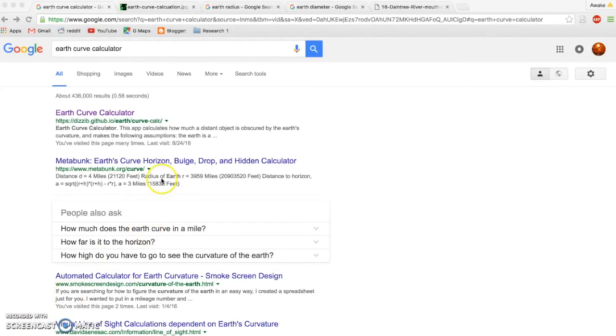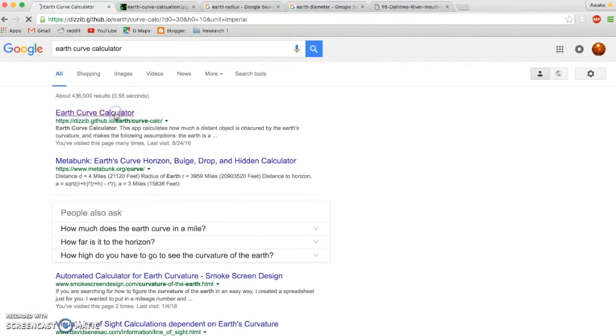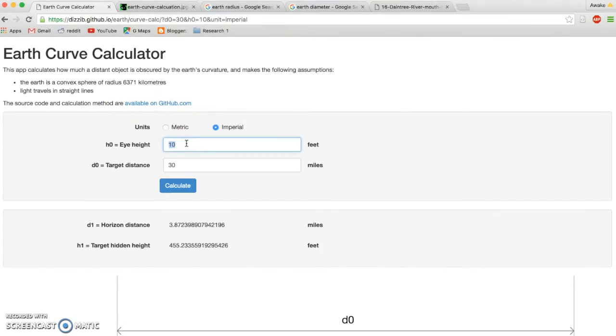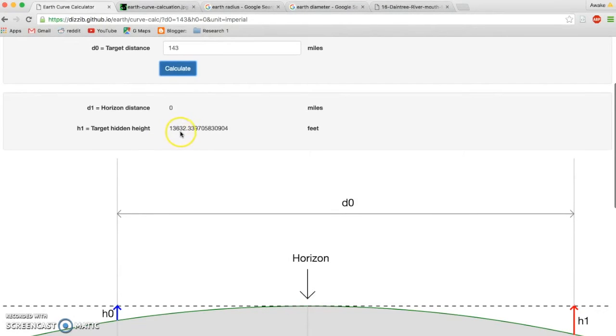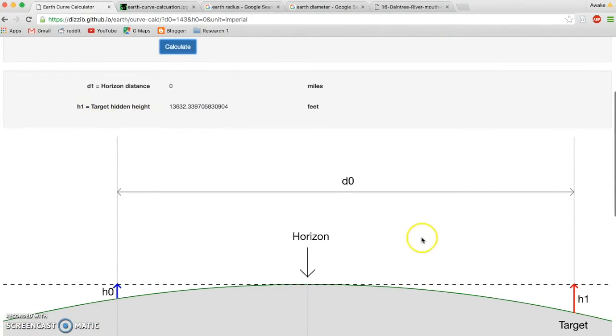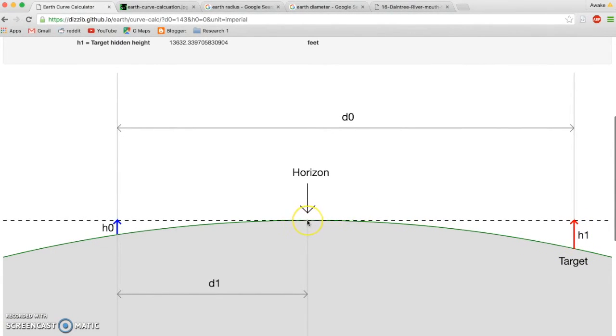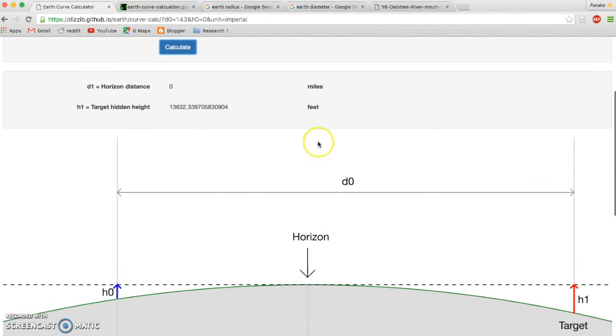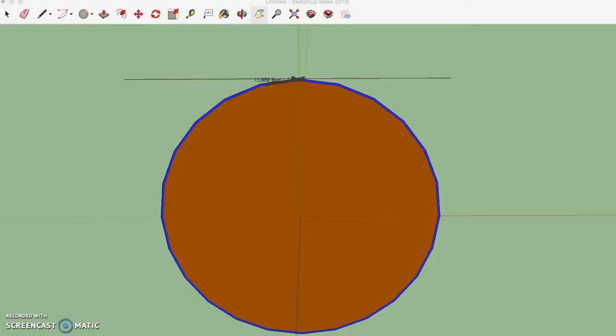So those numbers come from here. So we're back at the Earth curve calculator. We're going to check this out. We're going to set our eye height to 0 because we're looking at this from where the water of the river enters the Gulf, right down there at sea level. And the distance from the mouth of the river to my house in a straight line is 143 miles. So what that gives us is 13,632 feet of curvature. So H1 is right here, H1. So this is right at sea level, and if the Earth is a ball and it curves, this distance, H1 at 143 miles, is 13,632 feet.